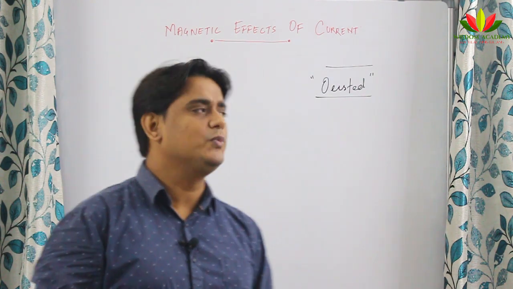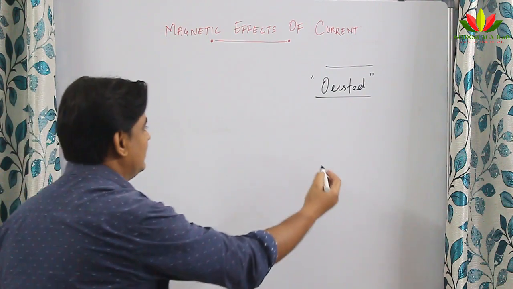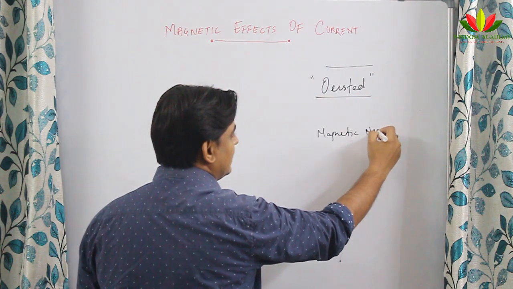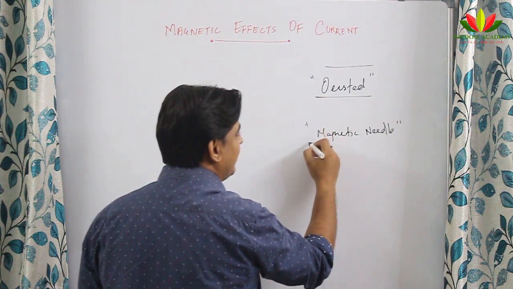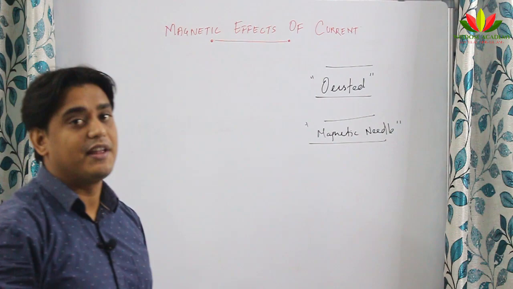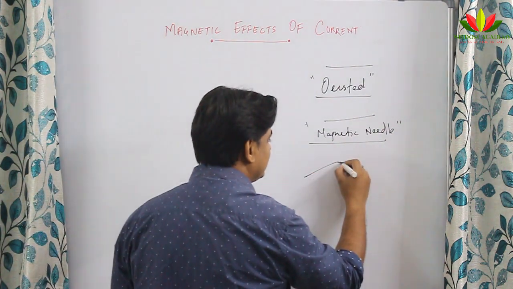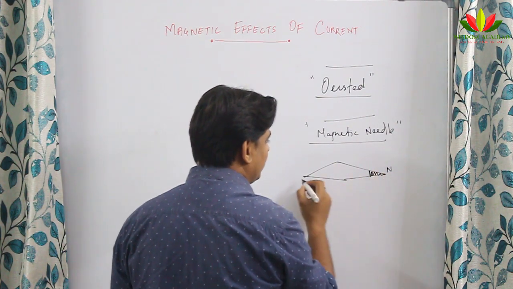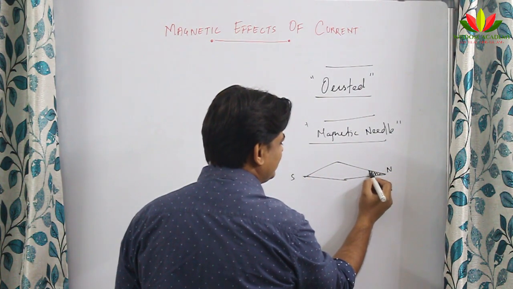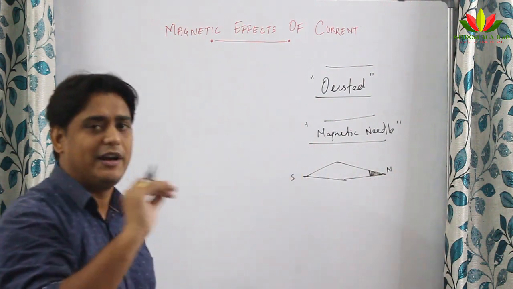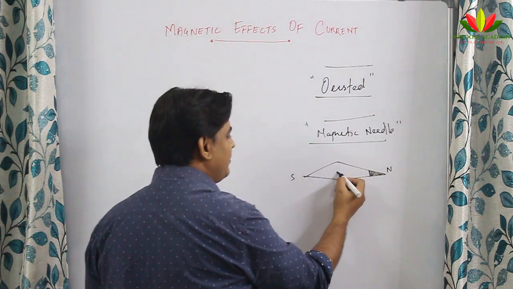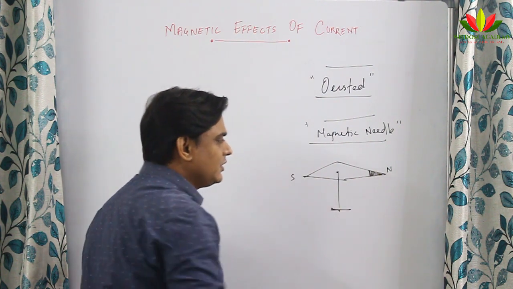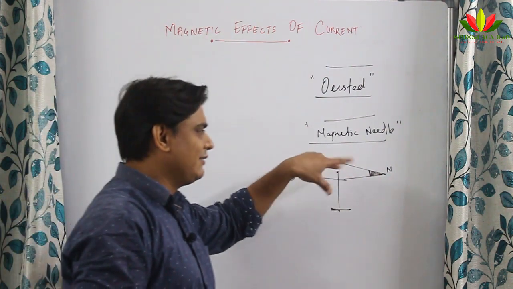So what did Ørsted do? He took a magnetic needle. I hope you know what is a magnetic needle. A magnetic needle is a needle which deflects only when there is a magnetic field around it. It looks like this, and it will have north and south, like this is north, this will be south. North and south will always be blackened or darkened to identify the north and south side, and this will be pivoted on any mount like this. So whenever there is a magnetic field, this will start deflecting.